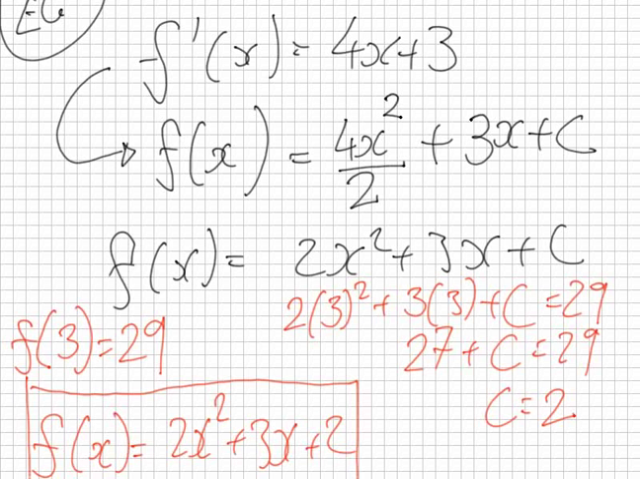Okay, so here we could find the c. What I want you to note is that generally we cannot find the c unless some extra information is given. In this case, the extra information given was that when x is 3, the y should be 29.